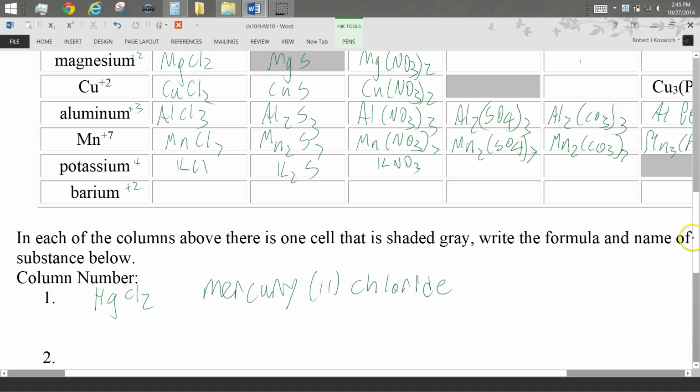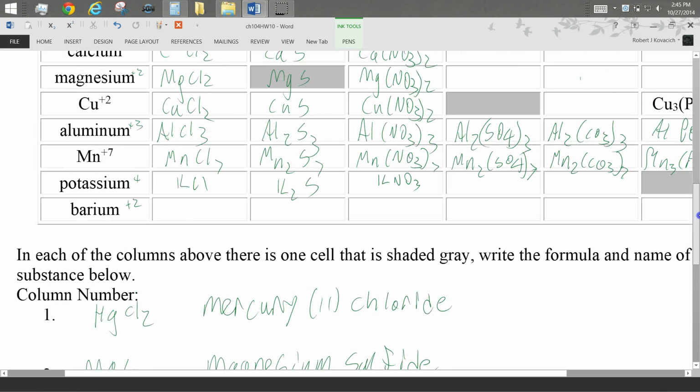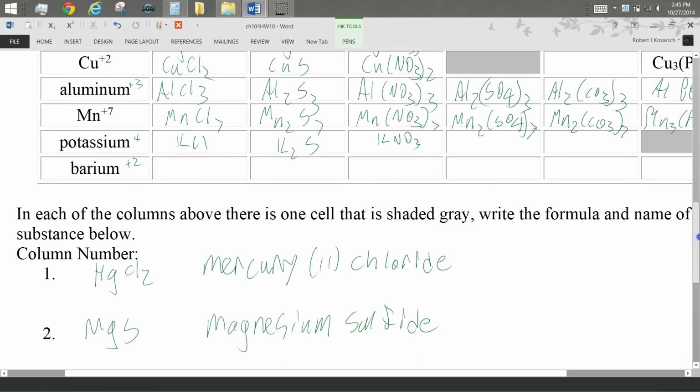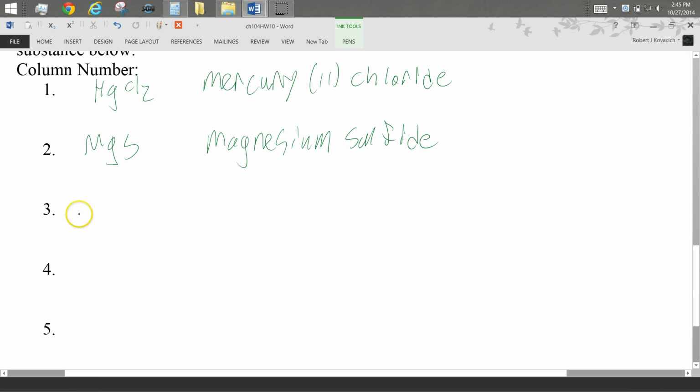Column number 2, it looks like we have magnesium and sulfur. So it's MgS. And so do I need to say magnesium 2? Why not? It's its only option, right? Magnesium only has a +2 charge, so you don't specify it. Why am I changing these suffixes to "ide" on the anions? Because that's what you do.